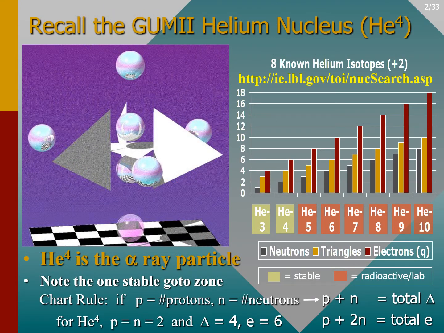This is the helium-4 GUMII model, and it is where we left off in part 1. We learned that this is the charged particle that makes up the alpha rays that Rutherford identified back in 1899. All known isotopes of helium have been shown in the chart on the right, where stable and radioactive isotopes are indicated with different color codes.